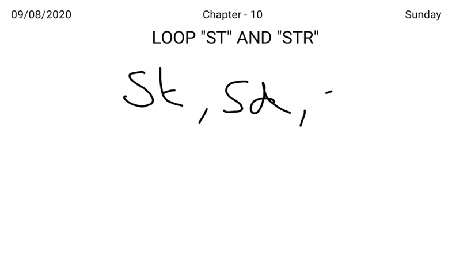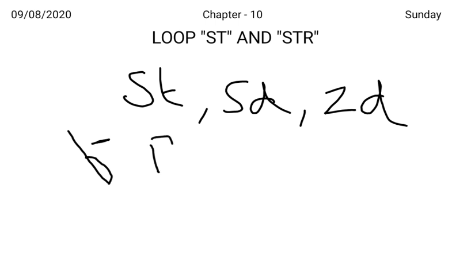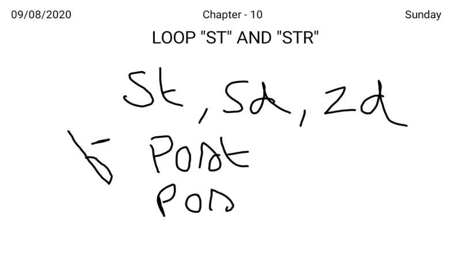Finally, when the ST loop is used, it represents the heavy sound of ST also. That is ST, SD, and ZD also. Finally, when a loop is joined. For example, when you write P, ST loop and mark vowel, it represents both post and also posed.